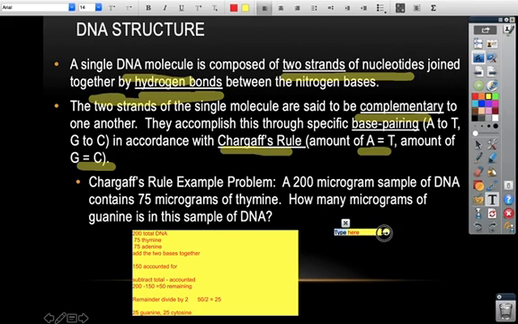So in our new problem, I want you to say that there are 300 total micrograms of DNA in a sample. And of those 300 total micrograms, let's say that 50 of them are cytosine. We want to know how many micrograms of adenine there will be.